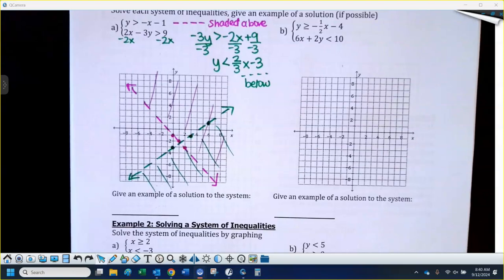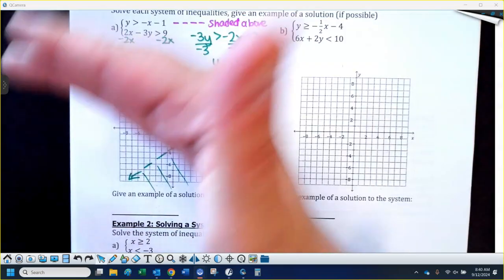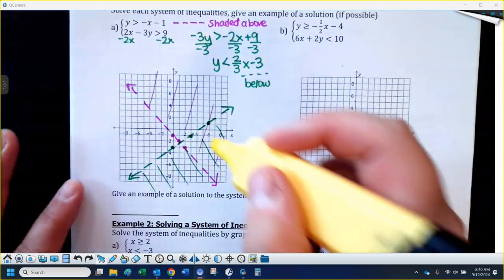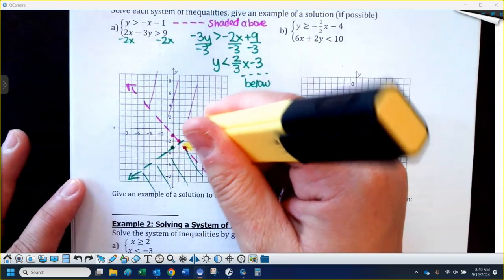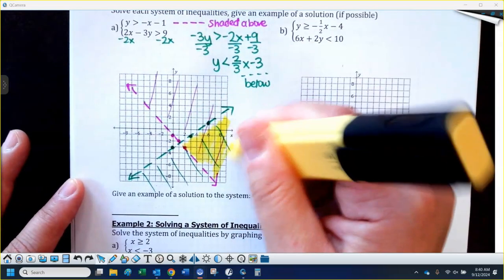Now, the actual area that works for both, because any point that I choose that would be a solution to the system has to work for both. We've got to look for where they overlap. So I'm above this first line, but below the second line at the same time. Can you guys see it? This is the overlap where I did both.